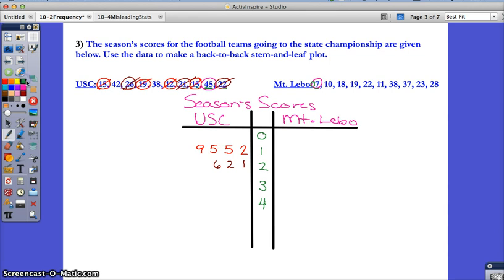Scores in the 30s. 38 is my only one. And scores in the 40s. I have 42 and 45. So 2 is the smallest, then the 5.